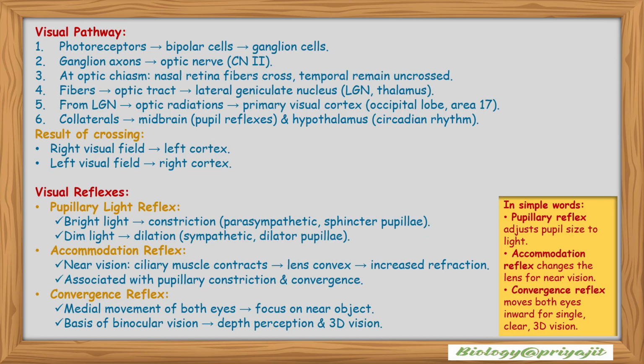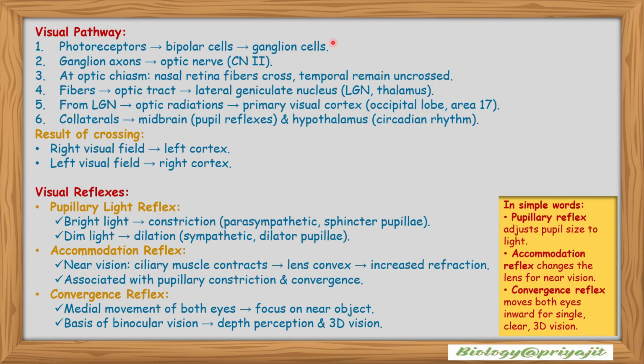Visual pathway. When light enters the eye, it is first detected by the photoreceptors, that is rod or cone cells in the retina. These cells pass the signal to the bipolar cells, which we have already mentioned in the previous diagram, which then connect to the ganglionic cells. The long fibers of the ganglion cells then come together to form the optic nerve or cranial nerve 2 at a special junction called the optic chiasma.